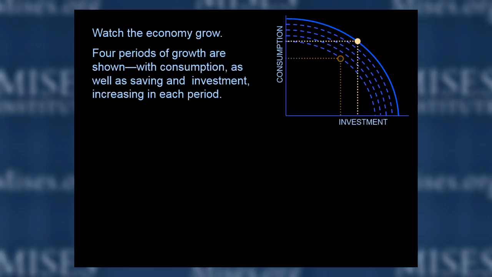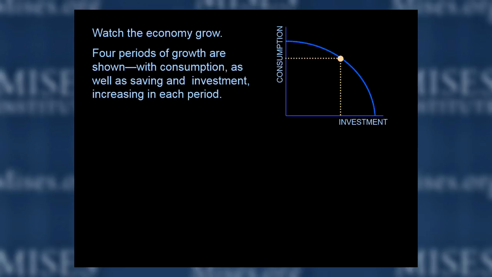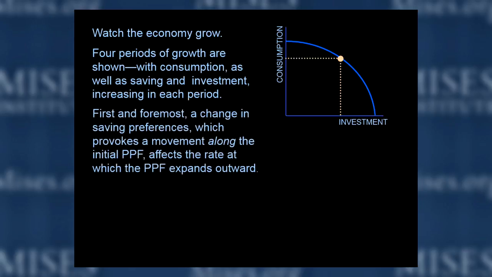Okay, so four periods of growth are shown with consumption as well as savings and investment increasing each period. The actual rate of expansion of the PPF depends upon many factors. And first and foremost, a change in the savings preferences, which provokes a movement along the initial PPF, affects the rate at which the PPF expands outward, okay?